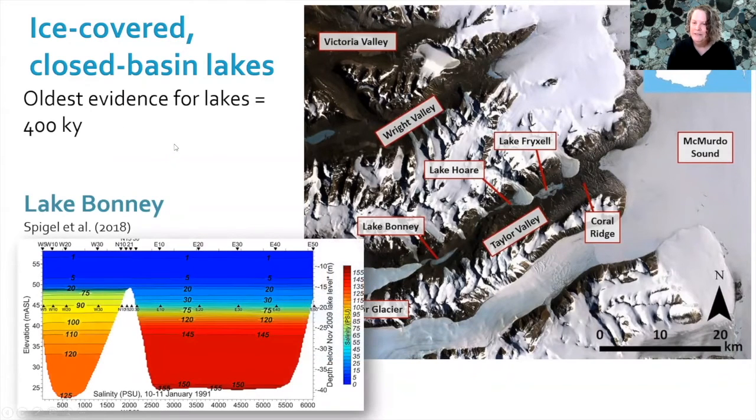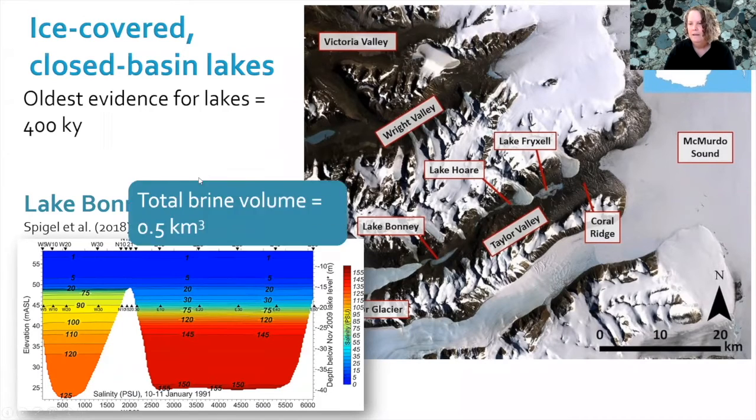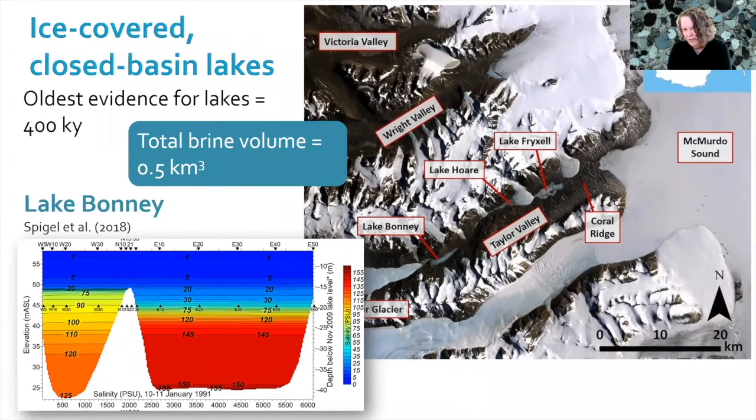These have been studied for years by the long-term ecological research program. And here I have a salinity profile for Lake Bonney. That's this one here, showing you that these lakes are stratified, but they reach salinities of 145 to 150 parts per thousand. So salinities consistent with what we're seeing in the brine out in McMurdo Sound. If we calculate the total brine volume in this area though, compared to what we see in McMurdo Sound, it's very small.